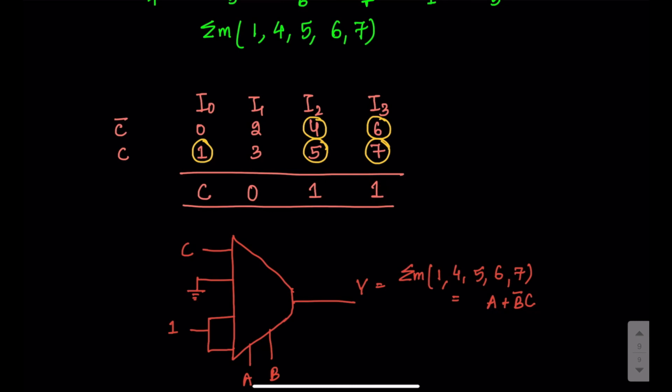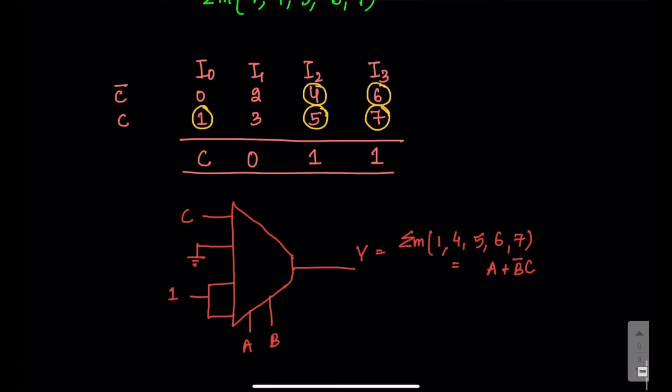So we implement the diagram, and this is how the circuit will look if you are implementing the function sigma m of 1, 4, 5, 6, 7, that is A plus B bar C, with the help of a 4 cross 1 mux.